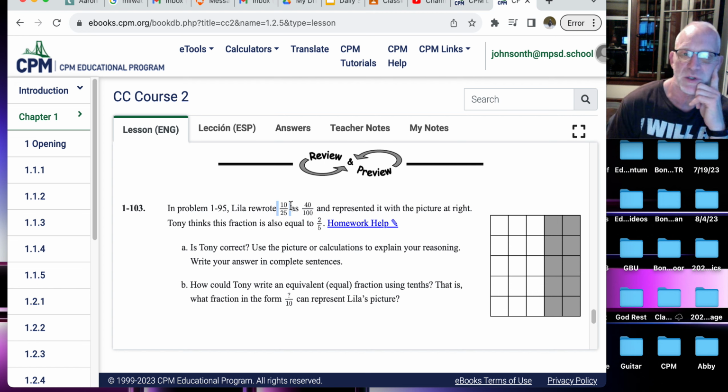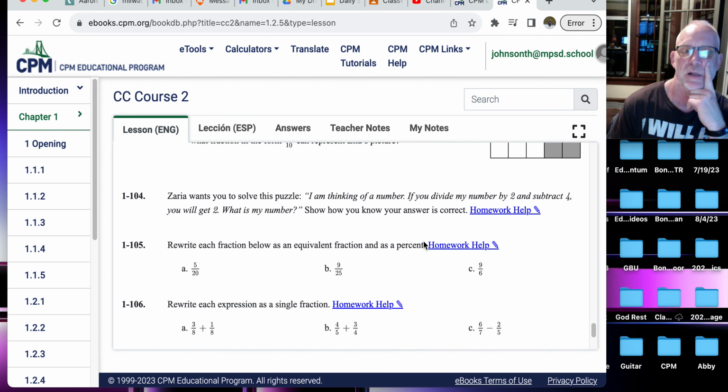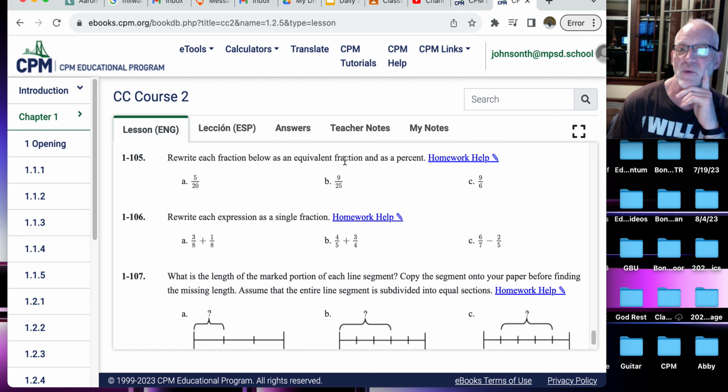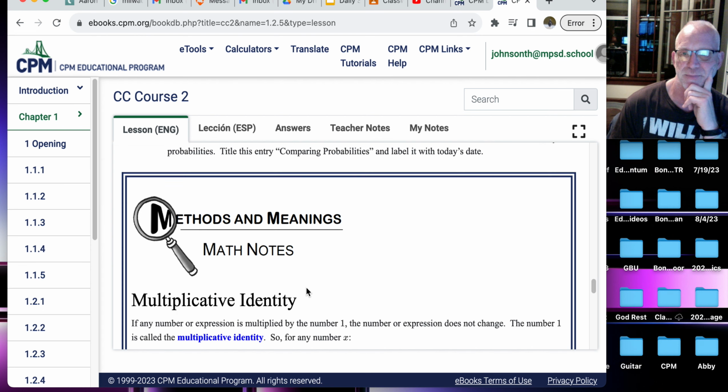103. Lila rewrote 10/25 as 40/100ths. Tony thinks it's 2/5. Is Tony correct? How could Tony write an equivalent fraction using tenths? Zaira wants you to solve this puzzle. I'm thinking of a number. If you divide my number by 2 and subtract 4, you get 2. What is my number? Rewrite each fraction below as an equivalent fraction and a percent. Rewrite each expression as a single fraction. What is the length of the marked portion of each line segment?